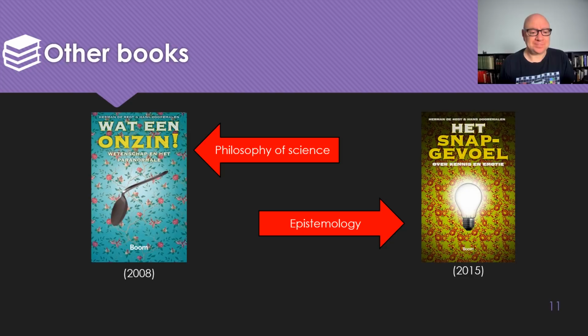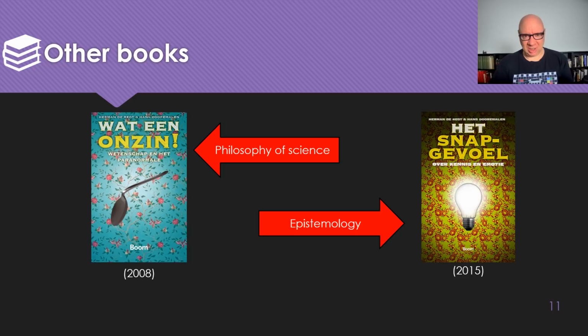Together with Herman, you probably knew that already from the Think About Science course, I work a lot together with Herman. We wrote a book, What a Nonsense, What Nonsense. It's an introduction, a popular philosophy book in philosophy of science. So it's in Dutch, of course, but if you read chapter 5, that has a list of demarcation criteria, that is basically the introduction into philosophy of science anyone should read.